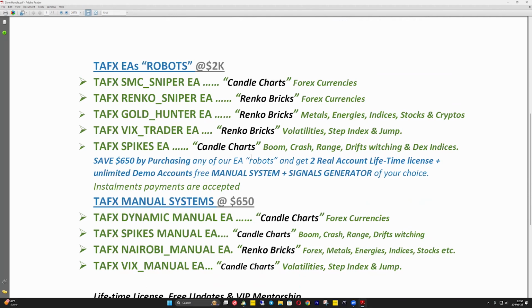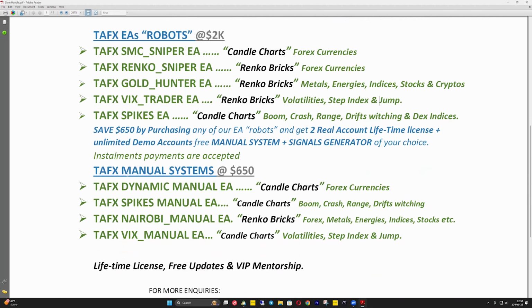So after purchasing the system, you just tell me, oh, I would like this manual system with this signal generator of your choice. That one means you will save 650, because the price of the manual, let's now focus on manual, is 650. We have the dynamic manual EA that deals with candle charts and is based on Forex currencies. We have the spikes manual EA that is also a manual with a signal generator. All these manuals are with a signal generator, so don't forget about that.